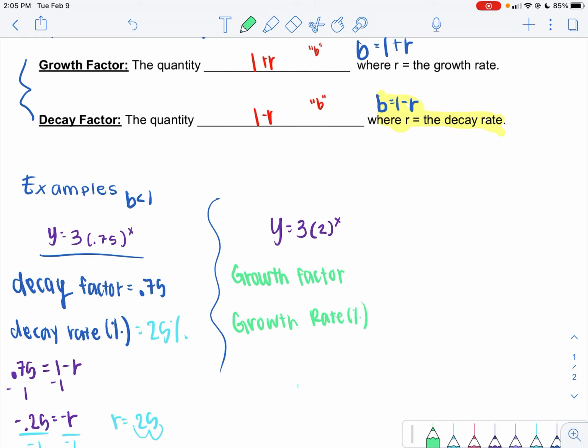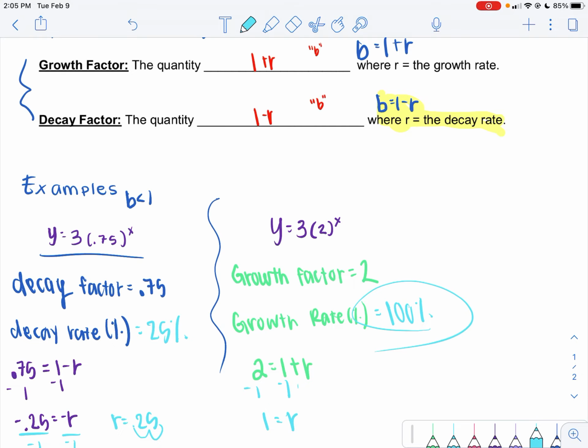Okay, the growth factor is what's being raised to the x. So the growth factor is 2. The growth rate, well, since it's a growth, b equals 1 plus r. So b, which is 2, equals 1 plus r. So subtract 1 from both sides. 1 equals r. If we want to write that as a percent, we would have 100%.